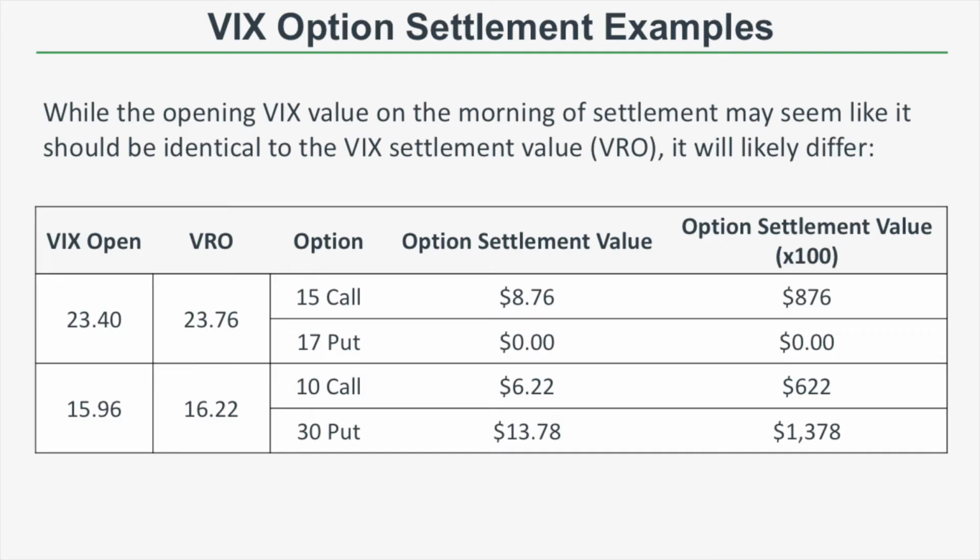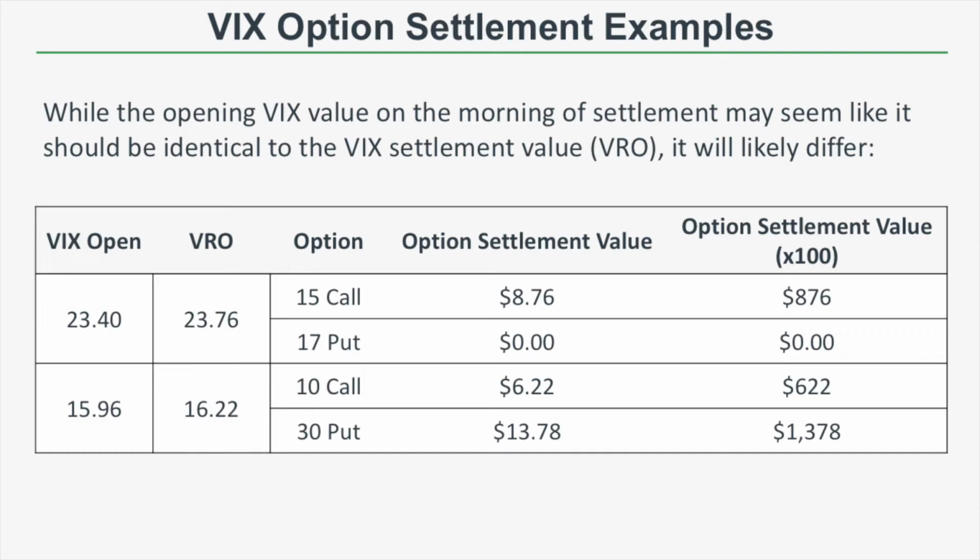Now, let's say VIX open was $15.96 and VRO came in at $16.22. A call option with a strike price of 10 would settle to $6.22, or $622 in premium. A 30 put is $13.78 in the money based on the VRO calculation of $16.22, and therefore that 30 put will expire to $13.78, or $1,378 in premium.